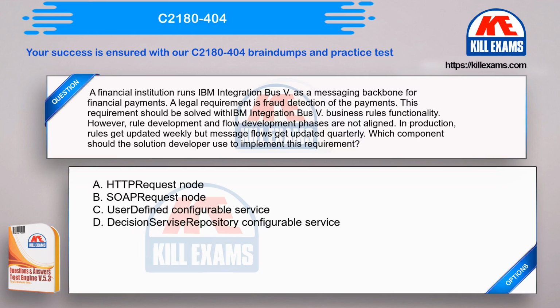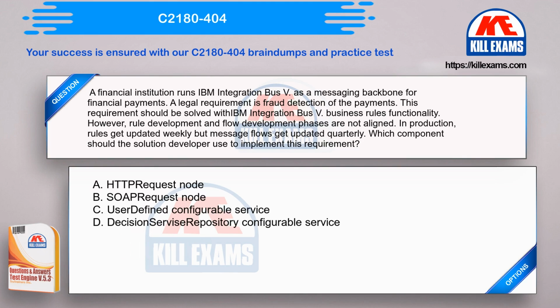A financial institution runs IBM Integration Bus V as a messaging backbone for financial payments. A legal requirement is fraud detection of the payments. This requirement should be solved with IBM Integration Bus V business rules functionality. However, rule development and flow development phases are not aligned. In production, rules get updated weekly but message flows get updated quarterly.